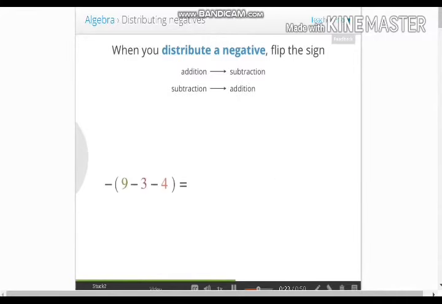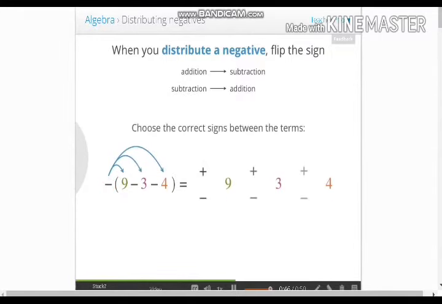Let's look at another example where we have a minus sign by itself outside the parentheses. Having a minus sign like this means you should evaluate what's inside the parentheses and then flip the sign. You can also think of it as multiplying by negative 1. So if you distribute this minus sign, or -1, you'll get 3 terms. Again, go ahead and choose the correct signs between these terms.